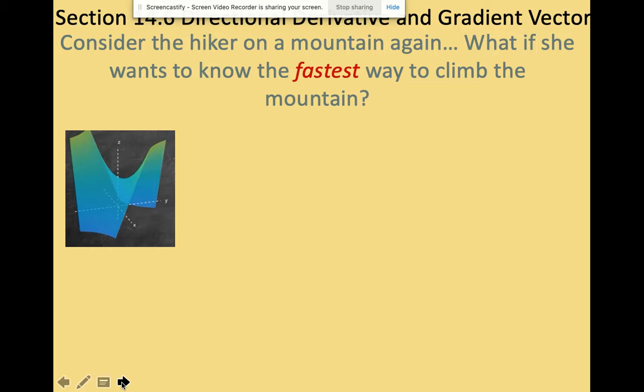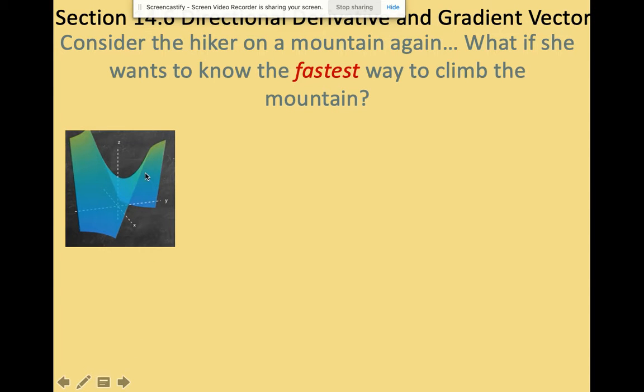Now let's think about that hiker on the mountain again. What if she wants to know the fastest? So she doesn't just want to know the rate of change, or the direction of the rate of change, or she wants to know.